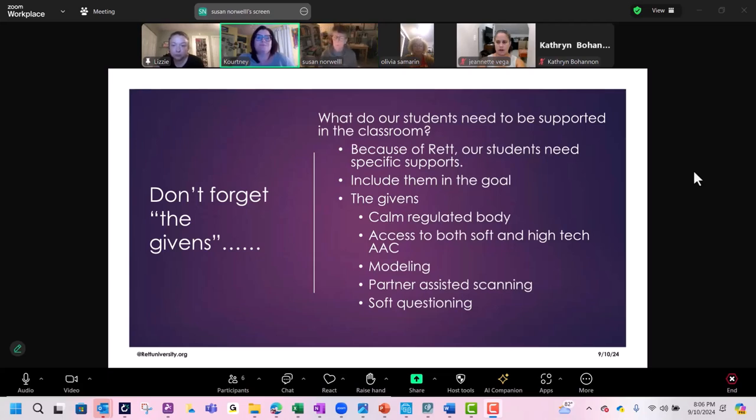Right. There should be modeling. The child should have access to their soft and high-tech AAC wherever they go, right? That can be given in the goal. You're going to see it later in the accommodations that I wrote. Child will put together 2-3 words, but given modeling, because if we never model, they're not going to go from 1-word utterances to 2-word utterances. And so I think that sometimes the instructional strategies are really going into the goal. Partner assisted scan.